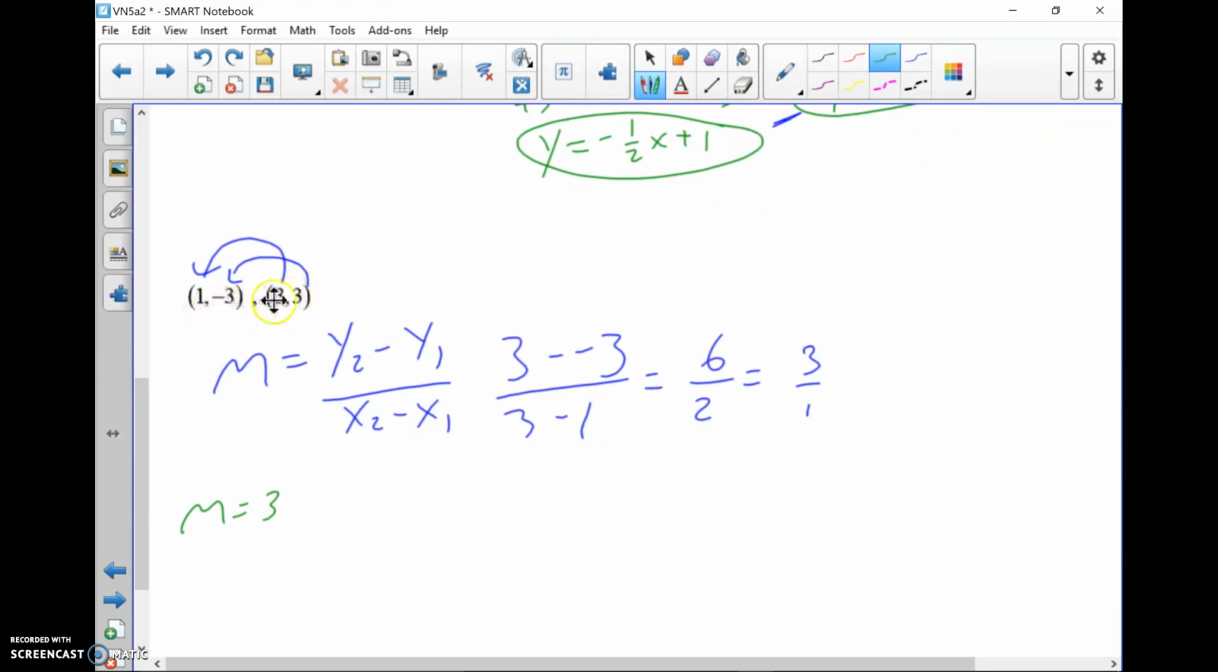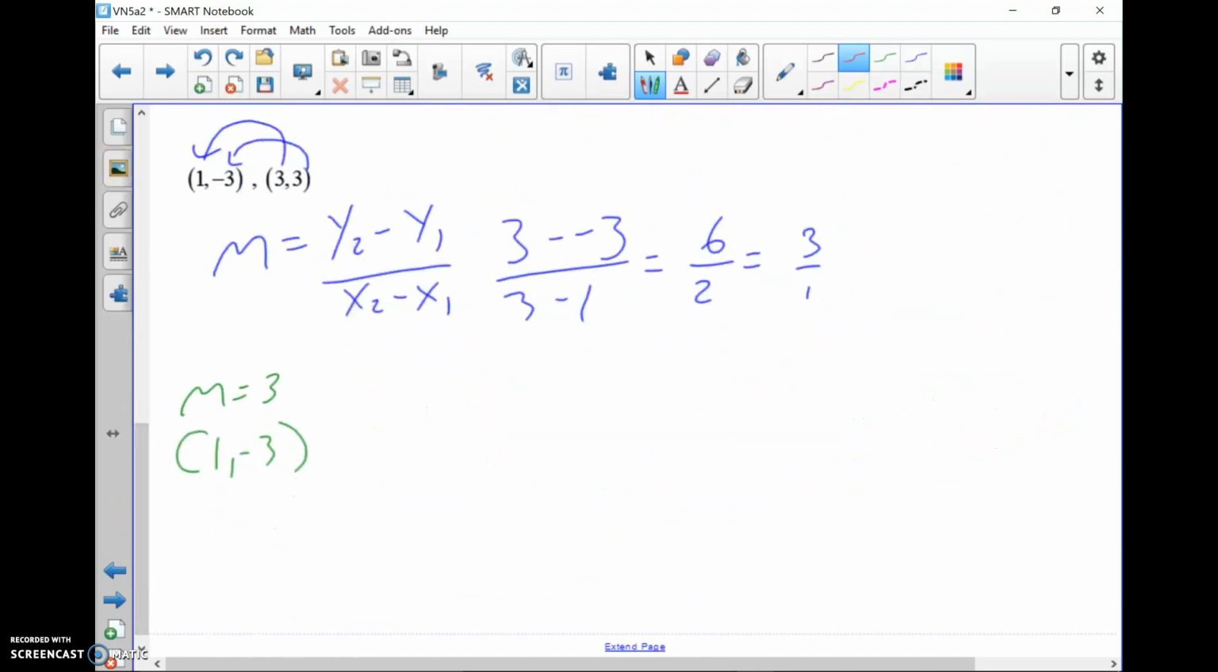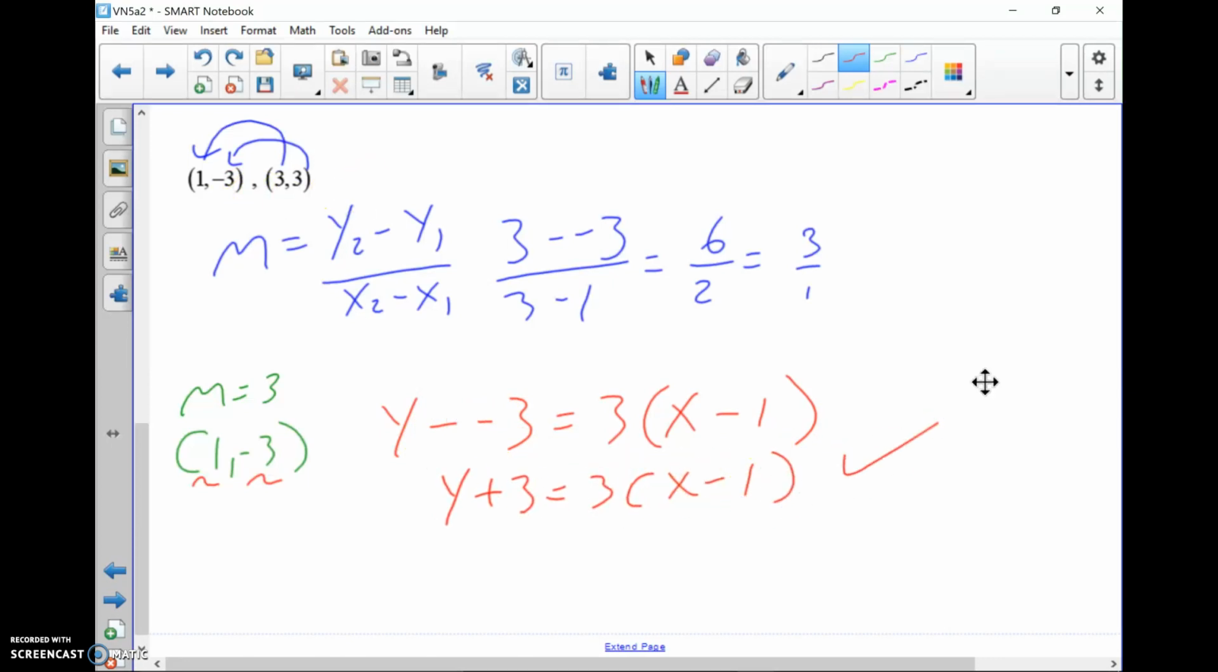And a point, you can really pick any point you want. I'll take the first point. I'll use the point 1, negative 3, and apply this into the point-slope formula up here. So y minus y1 is going to be y minus the y value, but minus negative 3. So that's going to end up being y plus 3. M is 3, parentheses, x minus the x value, 1. Like I said, this y minus negative 3 is going to become y plus 3 equals 3, parentheses, x minus 1. And that's your point-slope form.